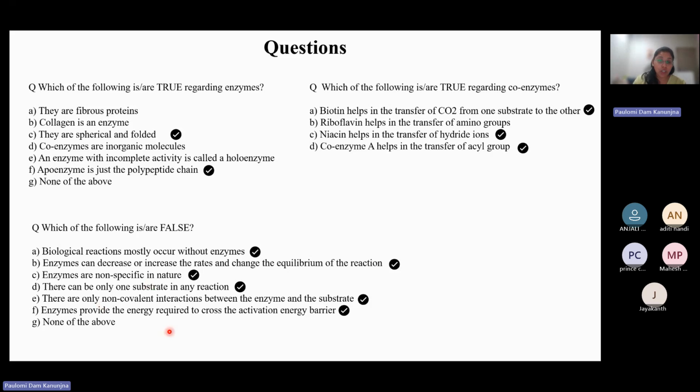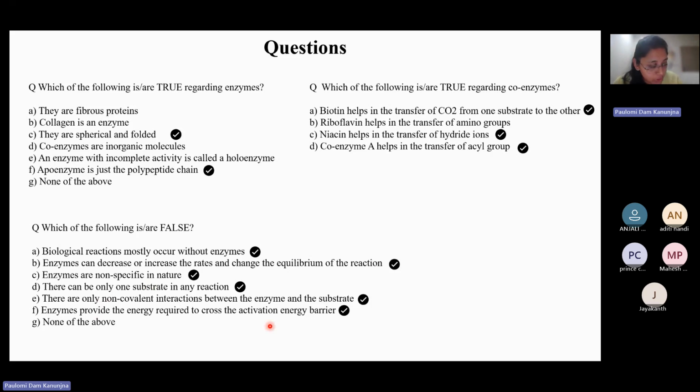Next is there are only non-covalent interactions between enzymes and a substrate. Well, that's mostly correct, but there can also be some covalent intermediates. That's why it is not entirely correct. There is not only non-covalent, you do have some covalent interactions as well. And the last one, enzymes provide the energy required to cross the barrier. No, it doesn't provide anything. It just works by lowering the energy. It doesn't contribute to the energy by providing it. It is lowering the barrier.